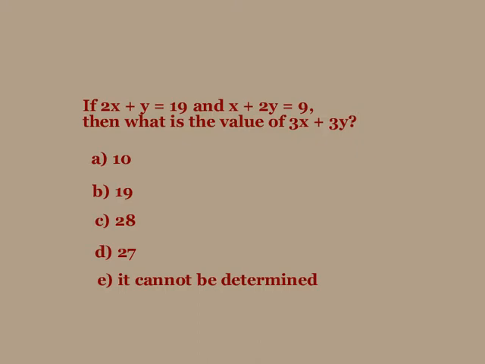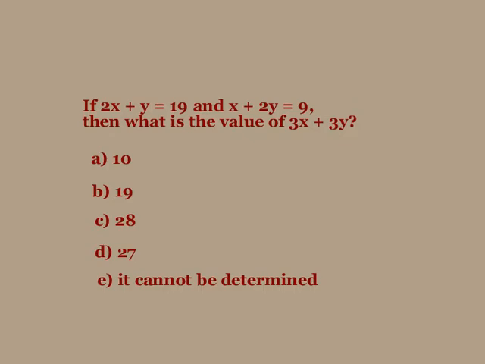Look at what you're looking for. Determine what you want and see how you can manipulate the equations to get there. For instance, in this case, you're given that 2x plus y equals 19 and x plus 2y equals 9. Then what's the value of 3x plus 3y? Okay, we don't want what x is, we don't want what y is. We want what 3x plus 3y is. How can I get there?